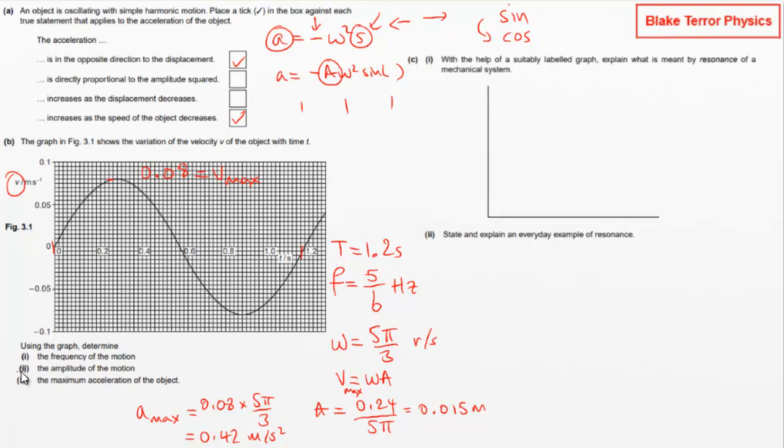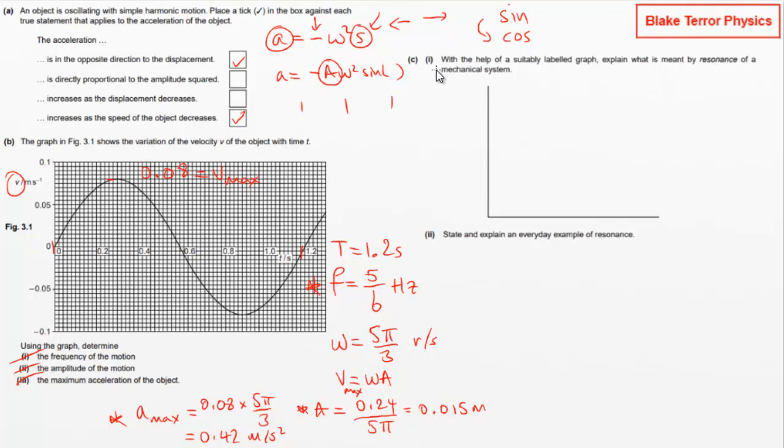So what have they asked us in the question? Frequency, yeah, we got that here. Amplitude, yeah, we got that there. And maximum acceleration, yeah, we got that there. So, I mean, what else are they going to ask on these sort of things? So that was all pretty good.